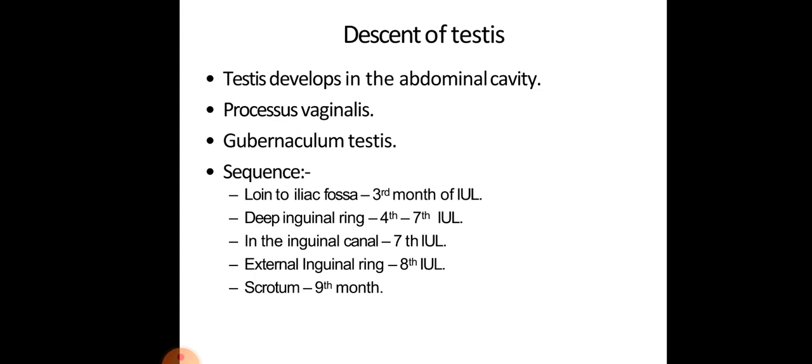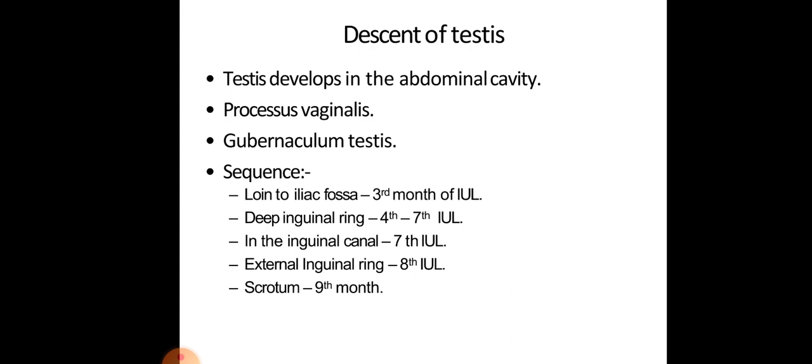Then we come to the descent of testis. Testis develops in the abdominal cavity. Then with the help of processus vaginalis, it descends into the scrotum. The sequence of the descent includes it lies in the loin and comes to the iliac fossa at the 3rd month of intrauterine life.